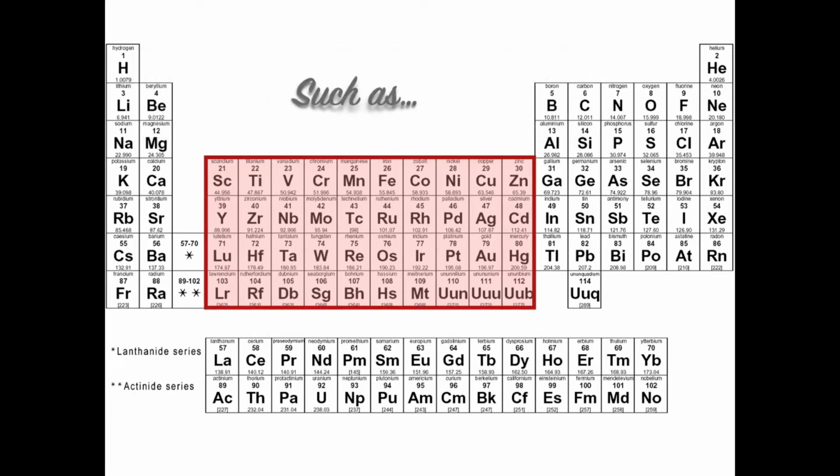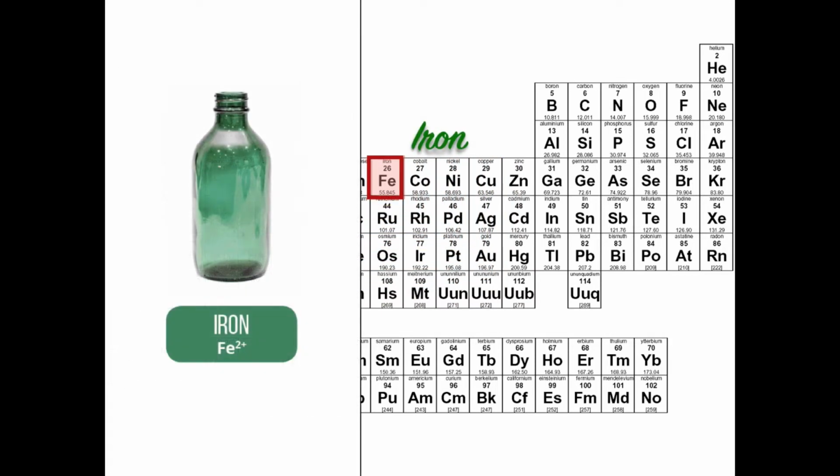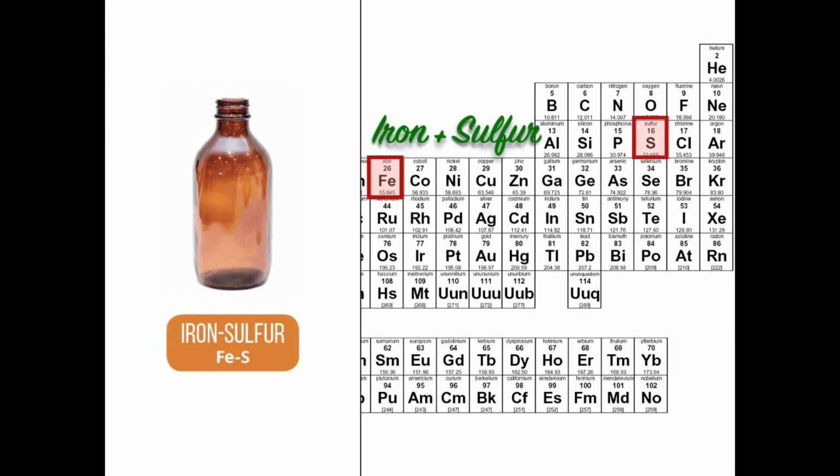So for example, let's look at iron. Basically what they do is they powder up iron and then they mix it into glass and it gives off this color. Okay. Iron plus sulfur gives us a nice little reddish brown color.